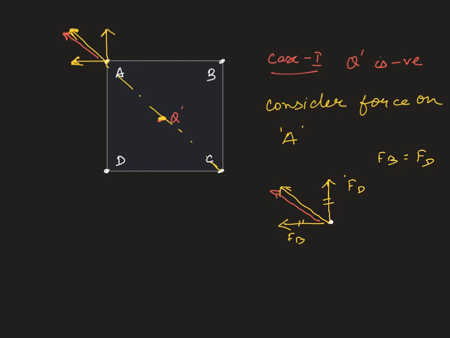Hence, what will be the net force on this charge? The net force, the B and D will sum out in this direction. Due to C, it is already in this direction, and due to the center charge, it is already in this direction. So we can say that all forces have same directions. Hence, net force on A is not equal to 0. Hence, A is not in equilibrium.